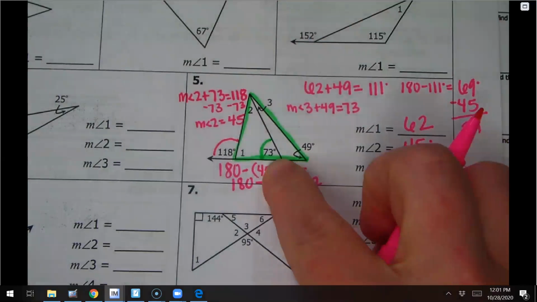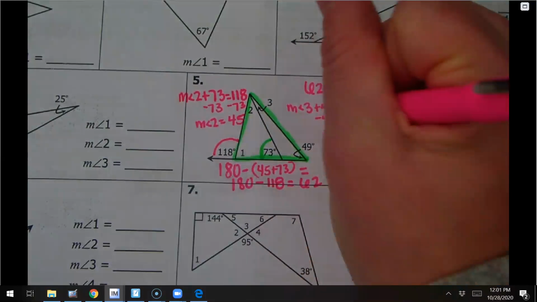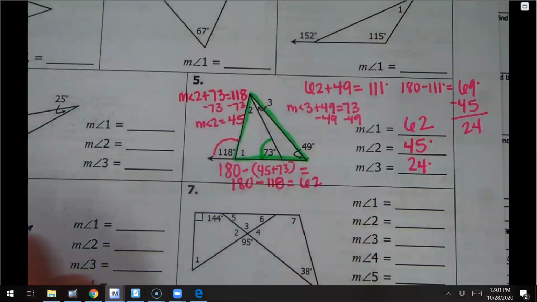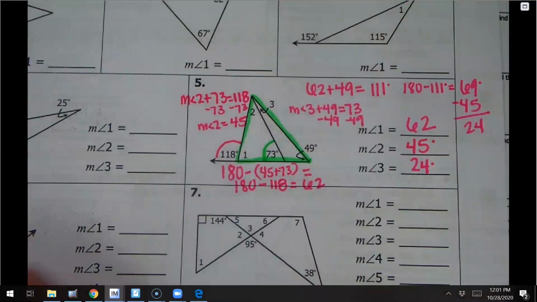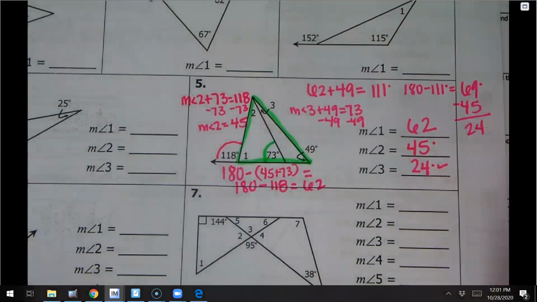So I'm going to subtract 49 from 73. That gives me 24. So again, it gets 24. So like I said, lots of different ways to do the same thing. And whatever method you pick is fine, as long as you're getting the right answer.